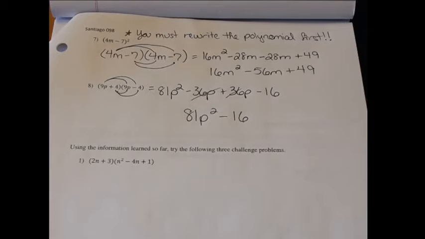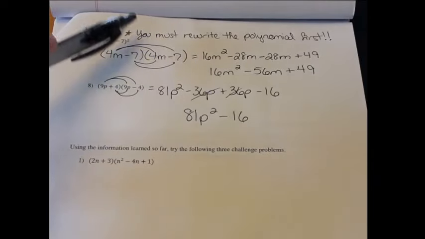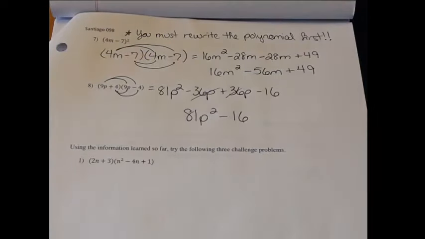4m minus 7 raised to the 2nd power, we actually had to expand that. We had to write it twice before we actually distributed. We also talked about the fact that if we had 4m minus 7 quantity raised to the 3rd power, you would actually expand it 3 times, and then you would distribute.